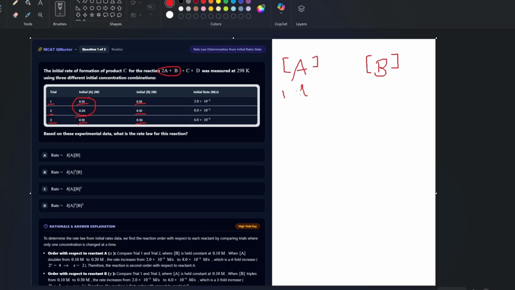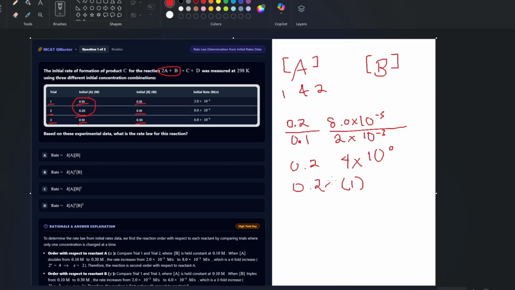So you're going to compare trial 1 and trial 2. So what you do is, sorry, you don't subtract, but you divide. So it's not the difference. My bad for that. 8 times 10 to negative 3 over 2 times 10 to negative 3. So this is how I learned to do it. So basically, we're going to divide the trials, and then that will give me 0.24 times 10 to the 0. So that gives me 1. So 0.2 times 1. Or whoops, 0.2.